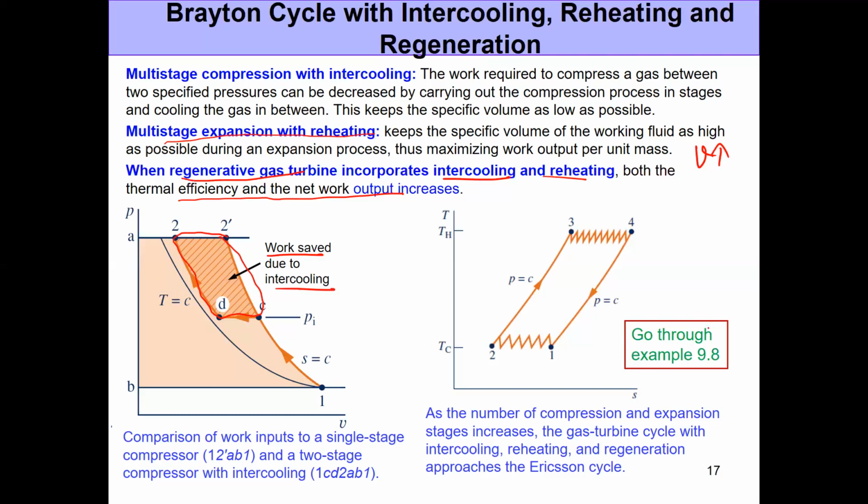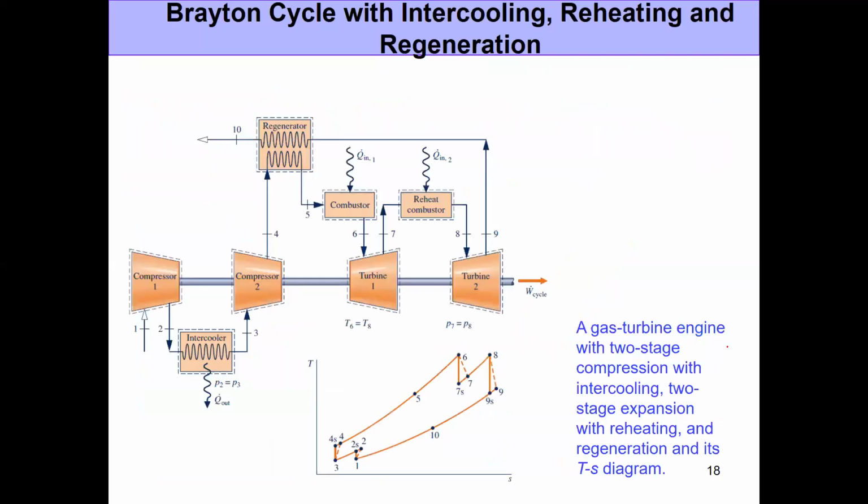If you want to look at what's happening for a case with multi-stage compression with intercooling and multi-stage expansion with reheating, please go through example 9.8. The problem that we're going to solve in the class involves all of these modifications happening together. And this is one sketch where you have all of these things together.